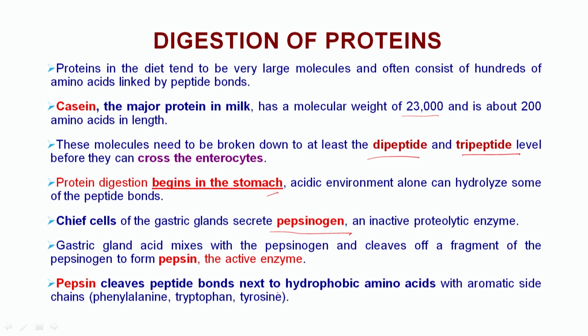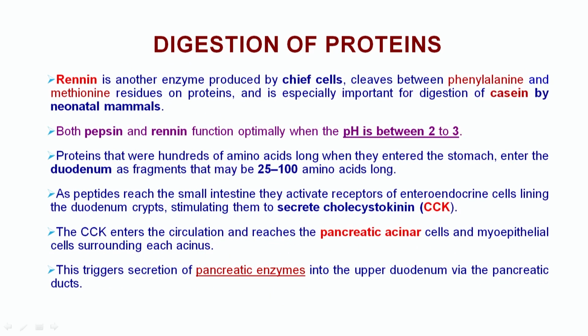Pepsin cleaves the peptide bond next to the hydrophobic amino acid with the aromatic side chain. Renin is another enzyme produced by the chief cells, which cleaves between the phenylalanine and methionine residues on protein and is especially important for digestion of casein by neonatal mammals. Both pepsin and renin function optimally when the pH is between 2 to 3.